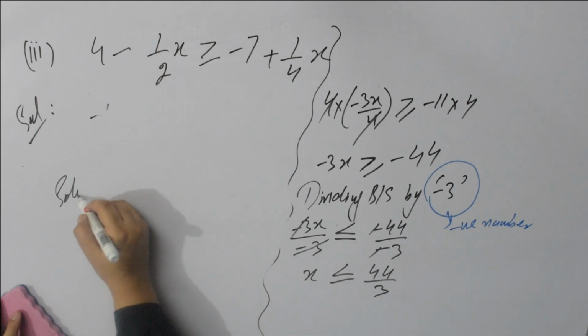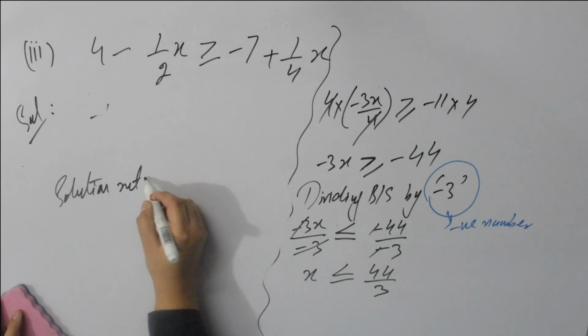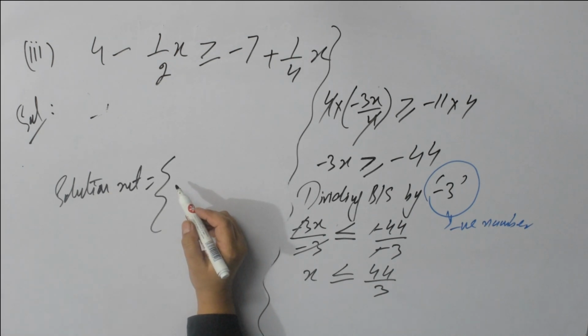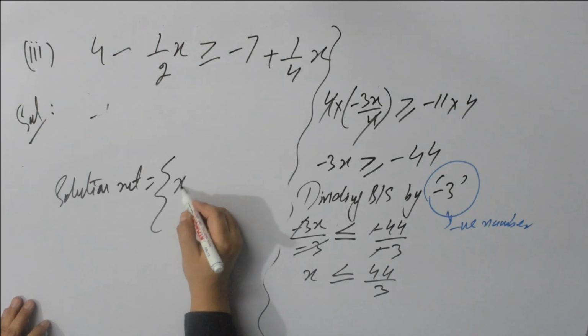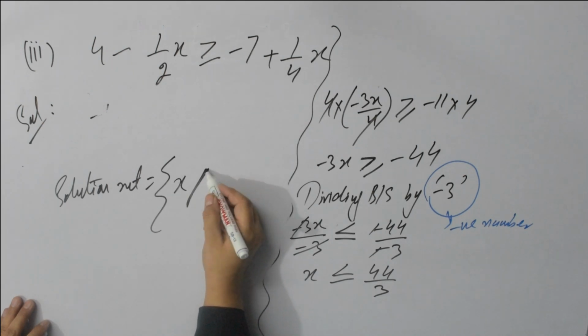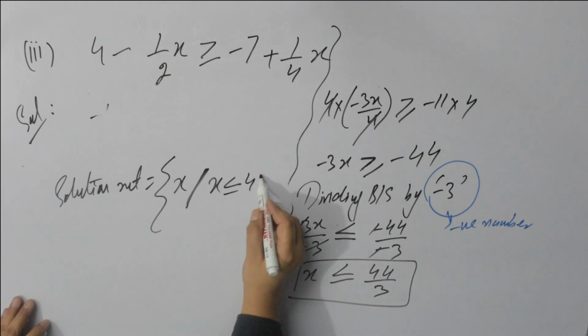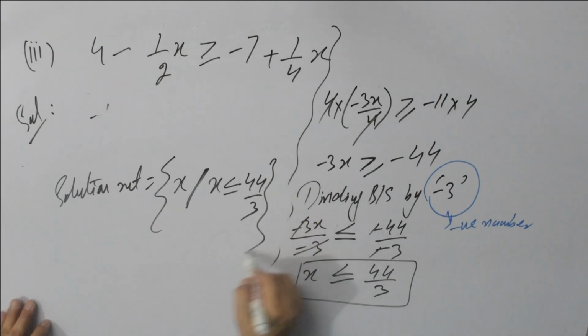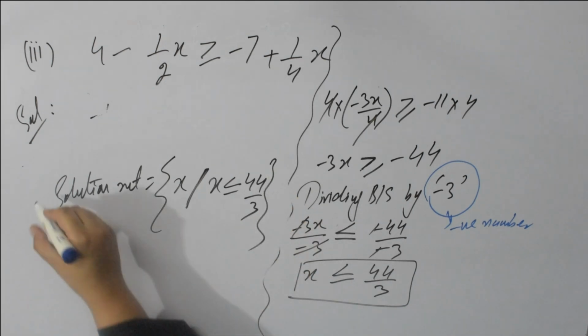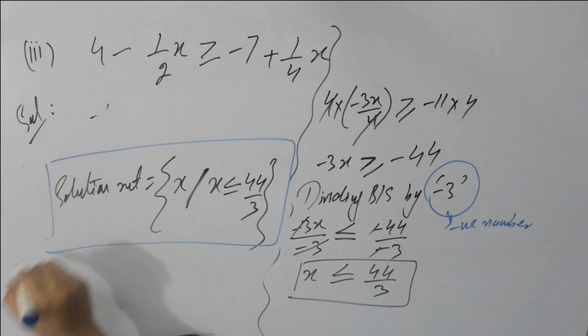Solution set is equal to what I have told you: you will write x such that, this is the symbol of such that, x as it is, less than or equal to 44/3. So this is the solution set of my third part. I hope students this part is again clear to you. It's very simple students, not that difficult.